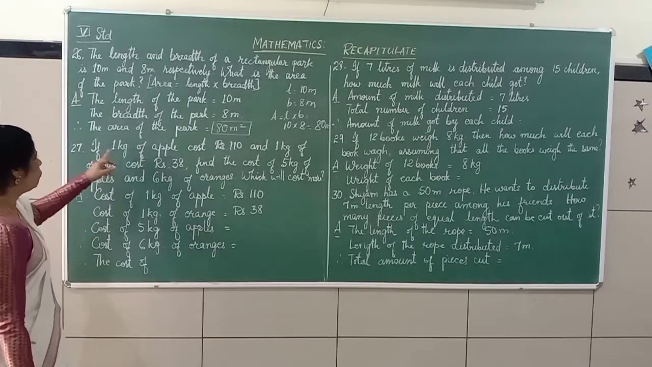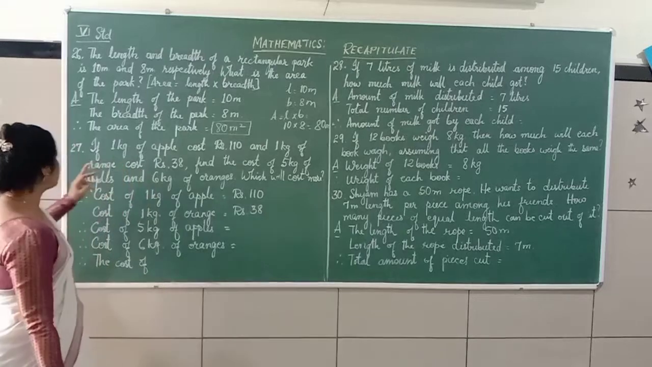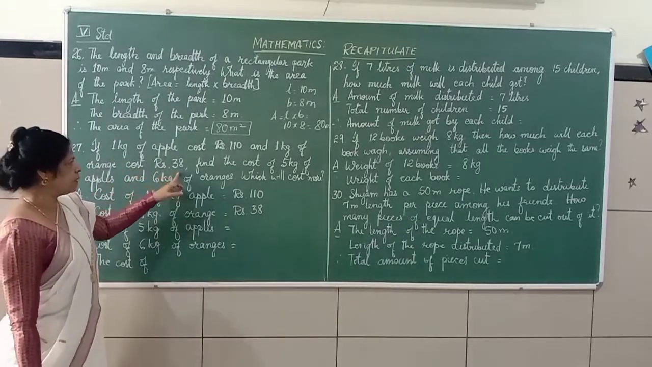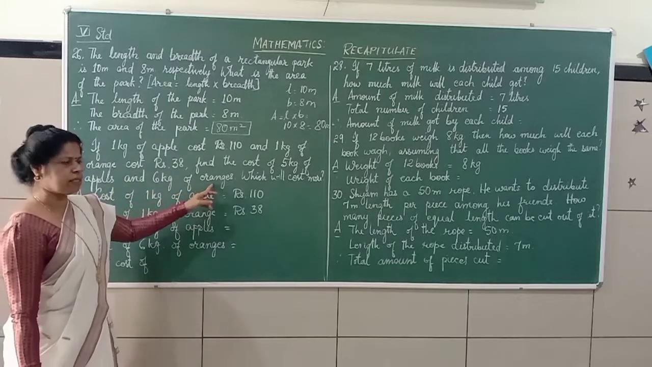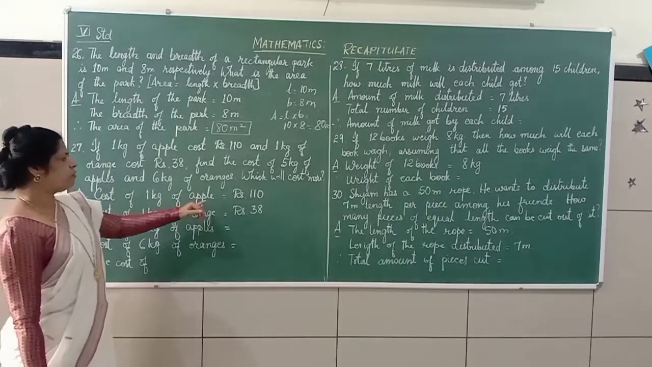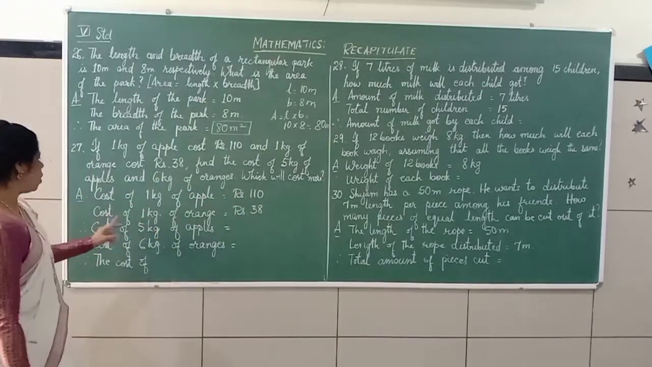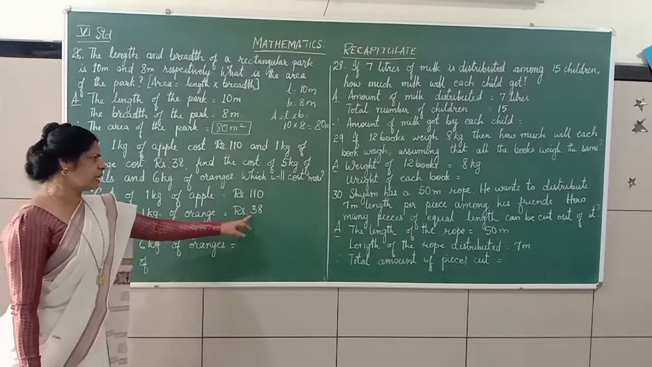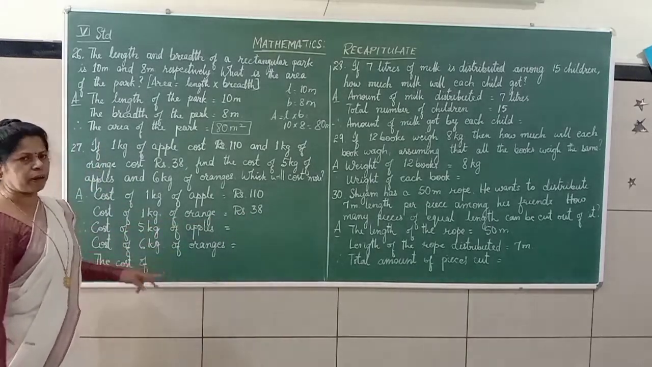Next one, if 1 kg of apple costs rupees 110 and 1 kg of orange costs rupees 38, find the cost of 5 kg of apples and 6 kg of oranges. Which will cost more? Cost of 1 kg of apple is how much? Rupees 110. Cost of 1 kg of orange is rupees 38. But what you have to do? You have to find out for 5 kg of apples.